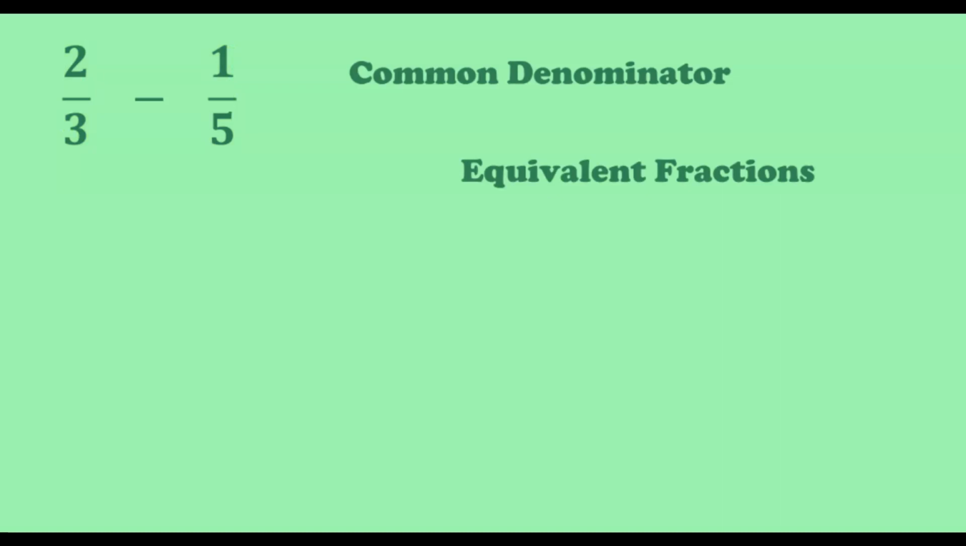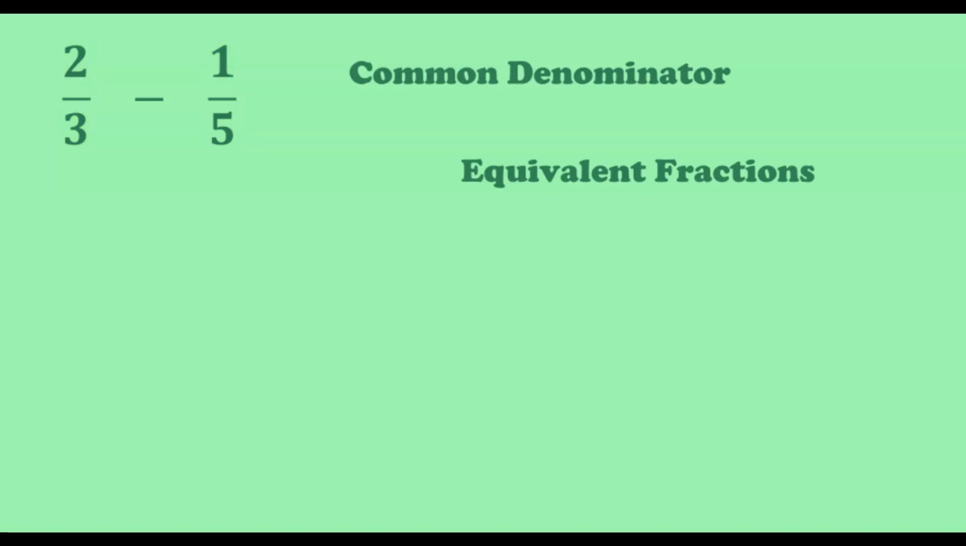First of all, what we need to do is find a common denominator. That is, we want to find a common multiple of the denominators 3 and 5. Now, note that 15 is a common multiple of 3 and 5. Next, what we're going to do is rewrite the fractions 2 over 3 and 1 over 5 as equivalent fractions whose denominators are equal to 15.